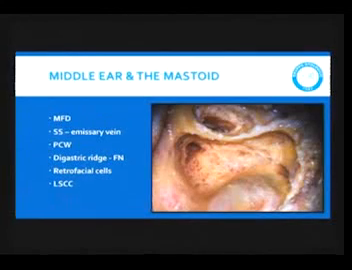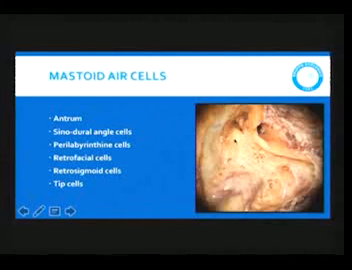The middle ear and the mastoid. The middle ear can be envisaged as a box-shaped structure with a floor, roof, anterior, posterior, medial, and lateral walls. So coming to the surgical anatomy, you see that the middle ear and the mastoid can be well exposed when we do a cortical mastoidectomy, keeping the posterior canal wall intact, the middle fossa dural plate, the sigmoid sinus, and this is the antrum, which is the biggest of the cells of the mastoid. These are the other cells that you see.